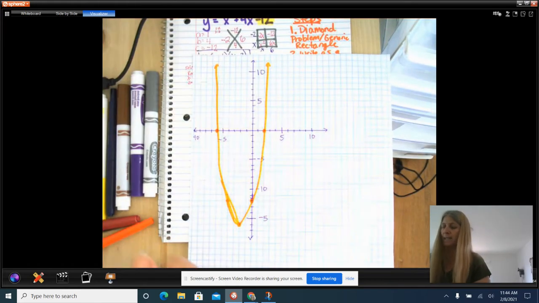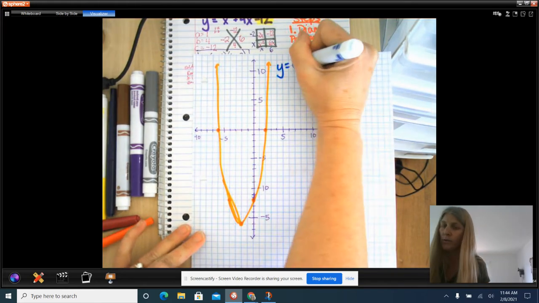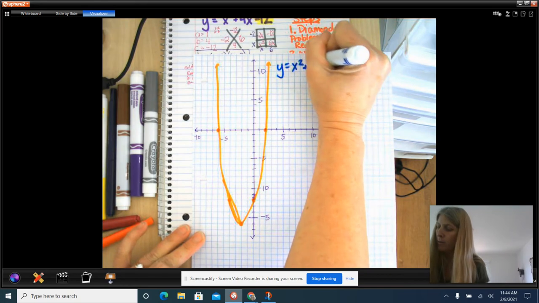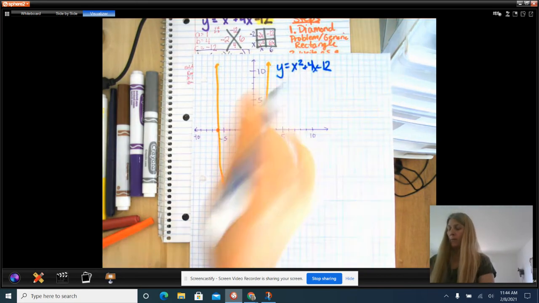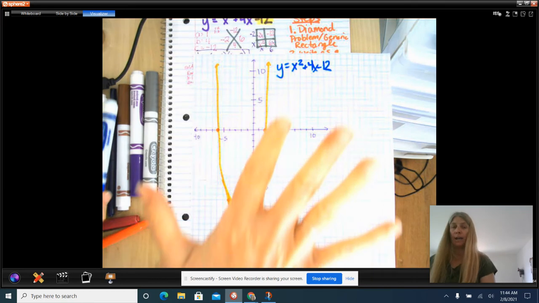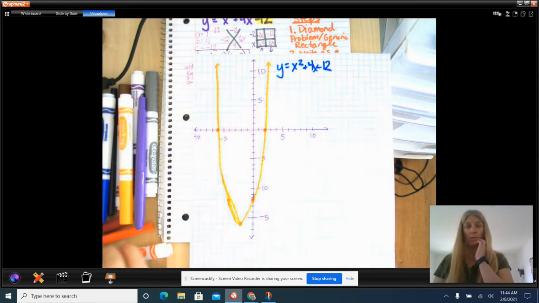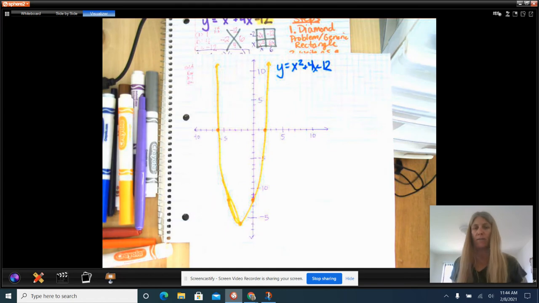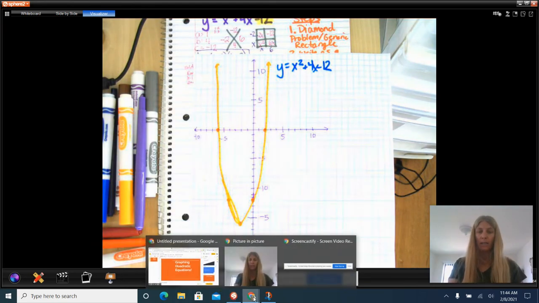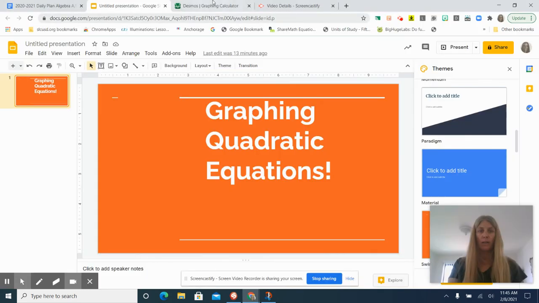So as you can see, this is the equation. We need to title it y is equal to x squared plus 4x minus 12. And we have our graph. You're going to be graphing a number of these in our Desmos assignment today, and you will be uploading those pictures. I recommend having Drive on your phone and just taking a picture into Drive and then getting that on your computer that way.